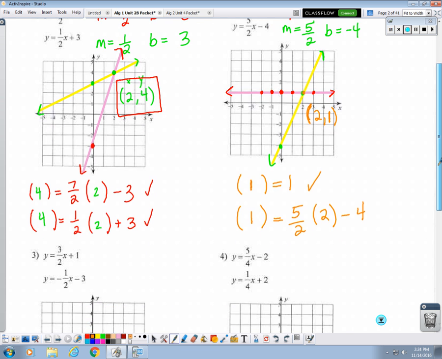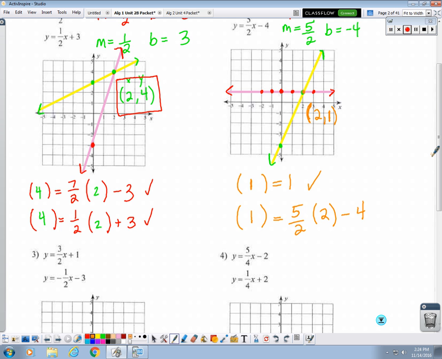Let me quickly show you how you can do this without the calculator. Okay, everybody look to the board a second. I'm going to show you how easy this is to do without the calculator. Aren't all whole numbers over 1? So what's 5 times 2? What's 2 times 1? So what's a 10 over 2? And what's 5 minus 4? 1. So it works.